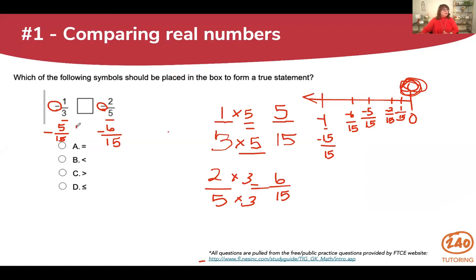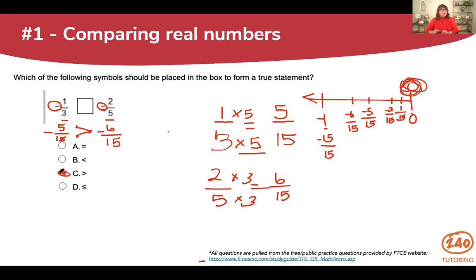You put 2 dots by the larger number and 1 dot by the smaller number, and then connect the dots. So if we have -5/15 is greater than -6/15. The correct answer here is C.